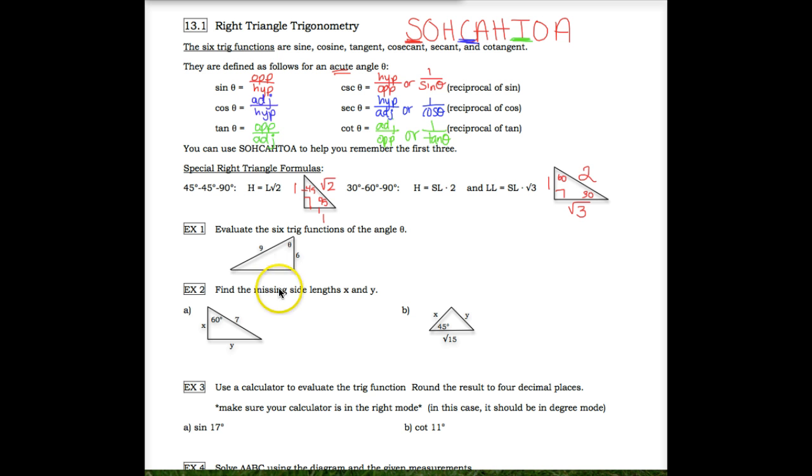So first thing you're going to be doing is evaluating the 6 trig functions when they give you a picture of a triangle and they give you the angle theta. So here's my angle theta.